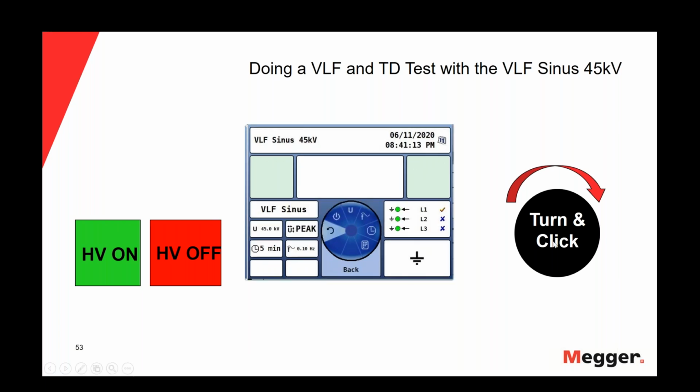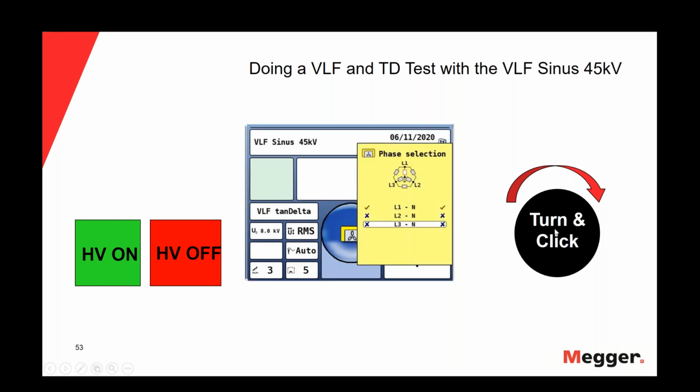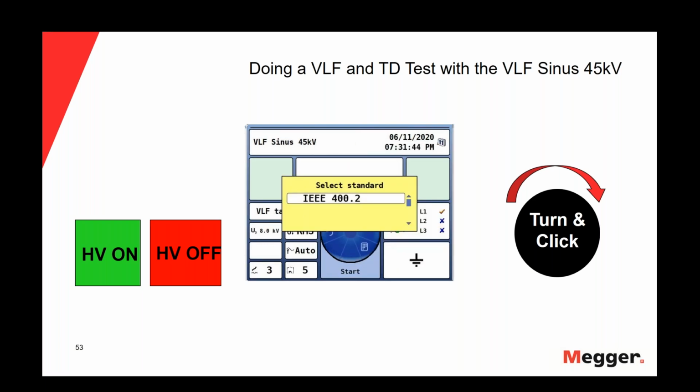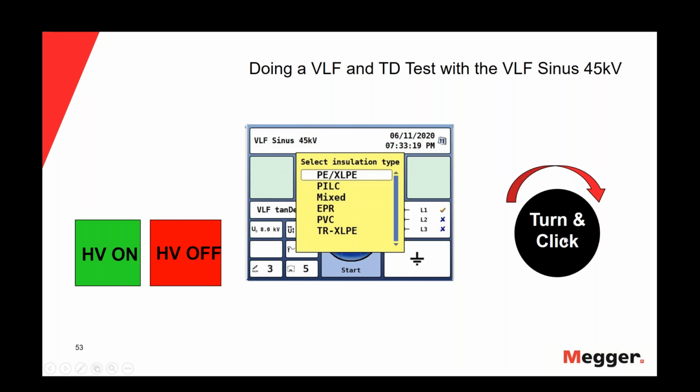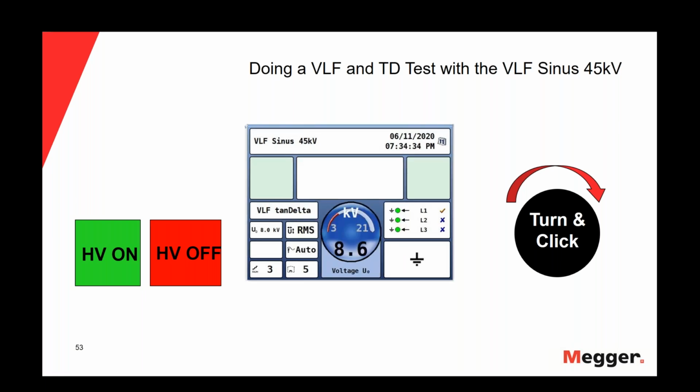Now, if I want to do a tan delta, the only thing that I need to do is to click on the back arrow. I will click, and I need to select the tan delta option. I click on tan delta. I select, in this case, the phase L1. I need to select the standard under which I will run my tan delta test. I will click on IEEE 400.2. I need to select the insulation type. I will select PE and XLPE insulation.